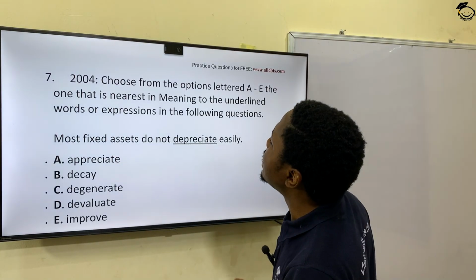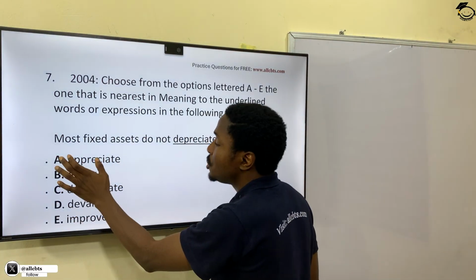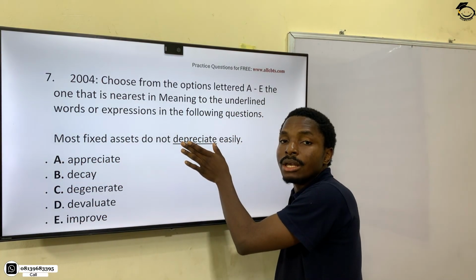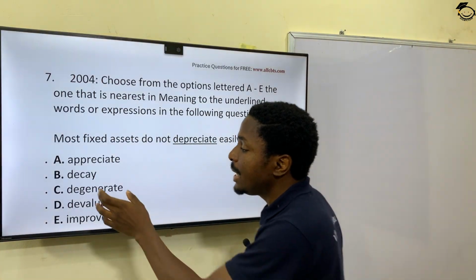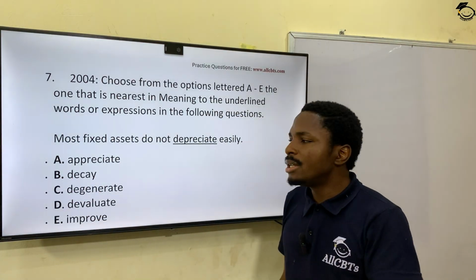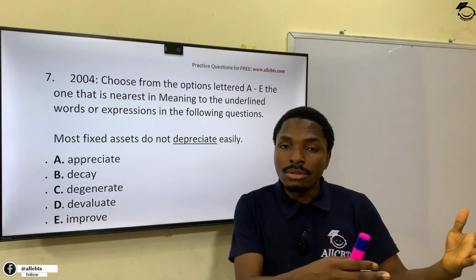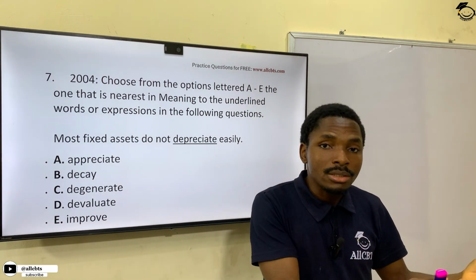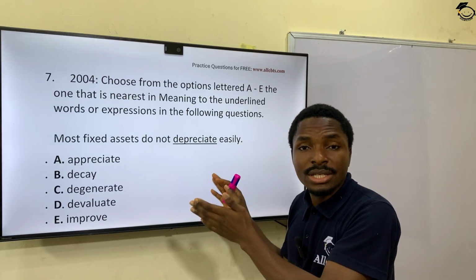So what's the nearest meaning to depreciate from these words? Appreciate will mean the opposite. That means to elevate, to go up. Decay will not work here because decay is good for food terms, things that have to do with food or things that would spoil, that will rot. But this fixed asset is not consumables or ingestibles.